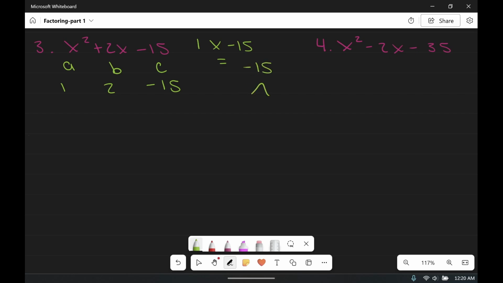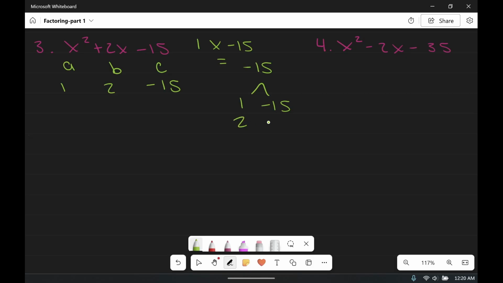We're going to make a little factor tree for negative 15. We want factors that multiply to negative 15 and add to what? Positive 2. Okay? 1 and negative 15. Well, 1 times negative 15 does equal negative 15. Also, negative 1 times positive 15 equals negative 15. But does that in any way add to positive 2? No, not going to happen.